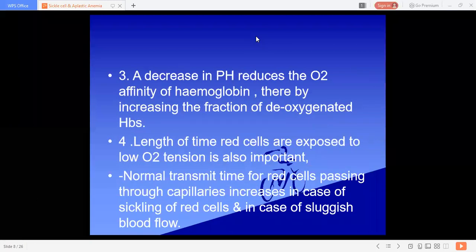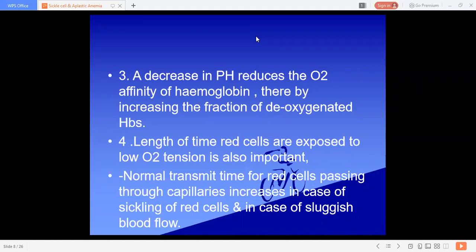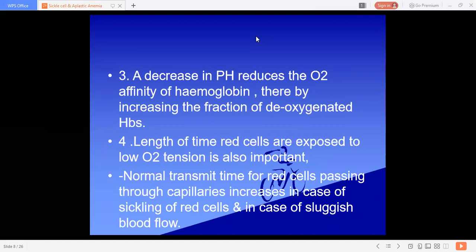Third factor is related with pH. A decreased pH reduces the oxygen affinity of hemoglobin. Whenever the pH decreases, the oxygen affinity of hemoglobin decreases, increasing the fraction of deoxygenated HbS. So this pH is very, very important. When the pH decreases from normal, it reduces the oxygen affinity of the hemoglobin.